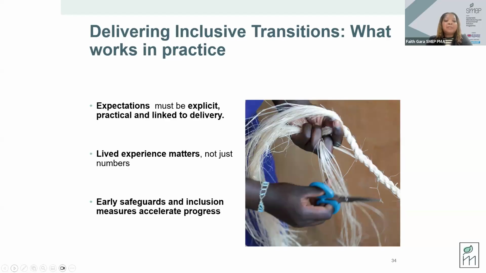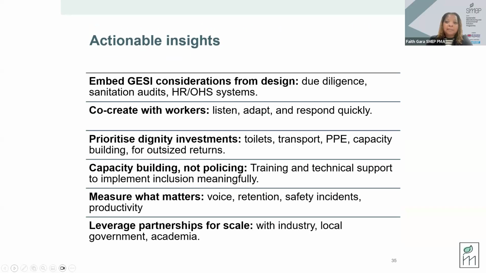SMEP pilots reinforced the benefit of early safeguards. When hygiene, PPE, and safety systems were designed with inclusion, with gender and informality in mind from the beginning, businesses avoid disruption later, and workers are better able to adapt to new technologies. Overall, SMEP showed that learning by doing strengthened the ability to support an inclusive, just transition in the challenging context SMEP operates in. Next, please.